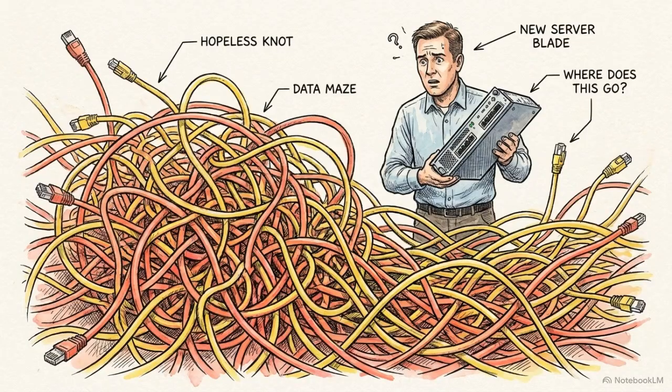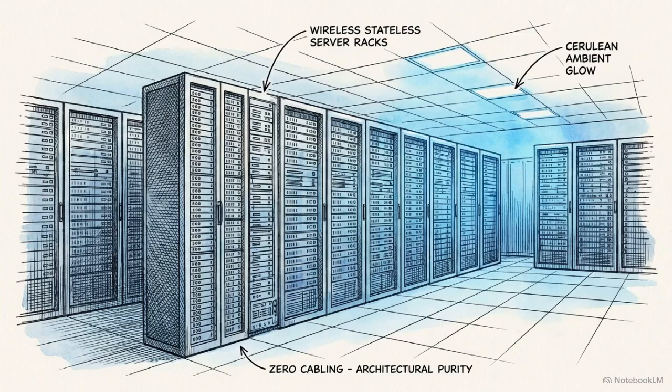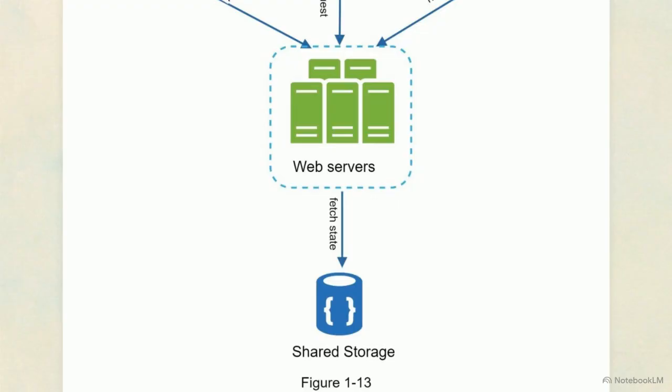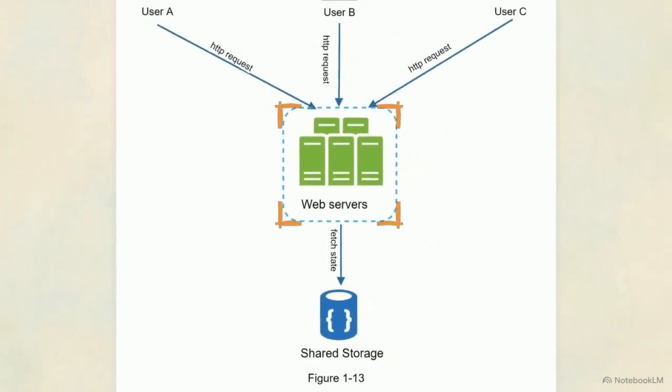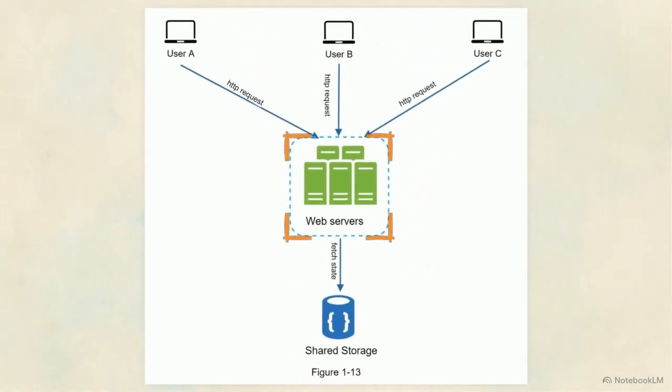Adding or removing servers to handle traffic spikes becomes an incredibly complex operation when traffic routing is hard-linked to local session states. To fix this, we transition to a completely stateless web tier. We extract the session data out of local memory and move it into a persistent external shared database. Now, any web server in the cluster can accept an HTTP request from any user and fetch the required state from the shared data store.